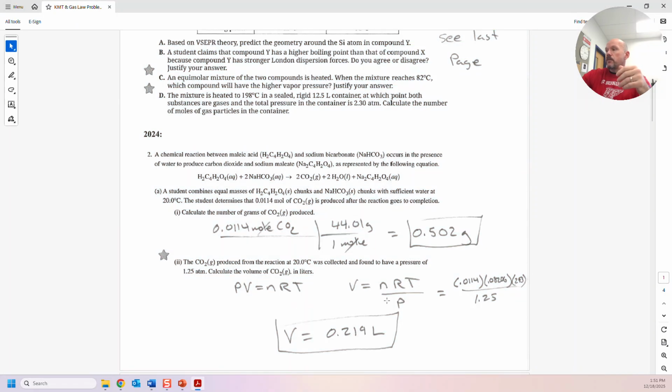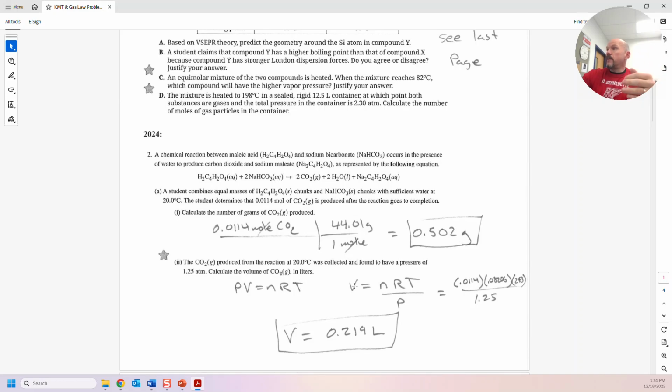So we would just plug in our mole value. The R value I would use again would be 0.08206 because my pressure was in atmospheres, and 293 Kelvin over here divided by the pressure, and we get our volume, 0.219 liters. Okay, it didn't tell us to, but we could then convert this to milliliters if needed, but they wanted the volume in liters.